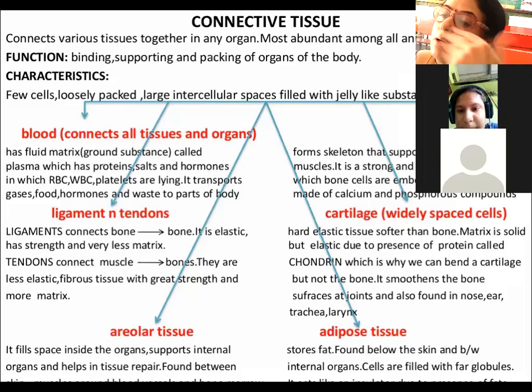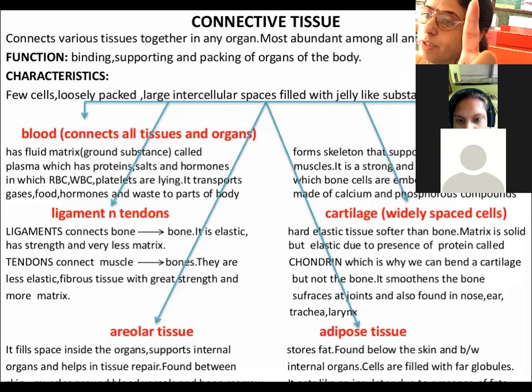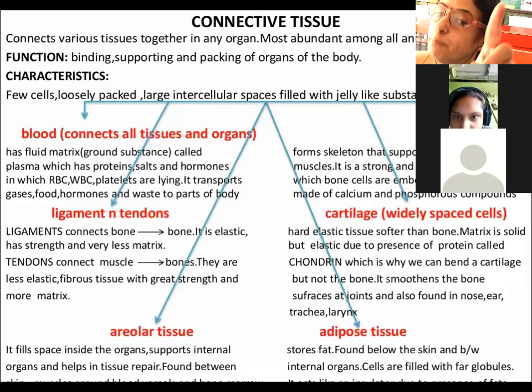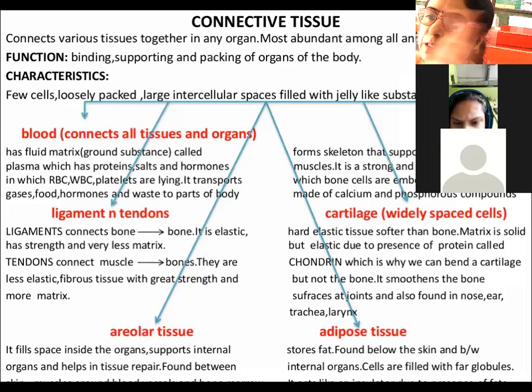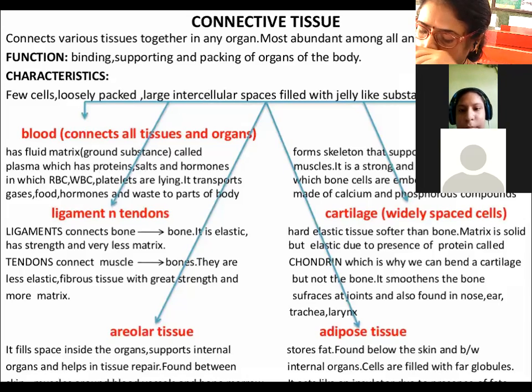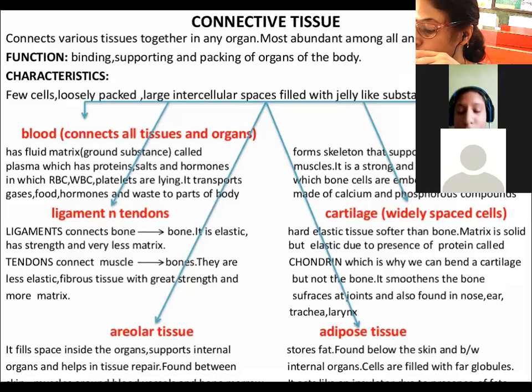Now what is the function of the lymph? It is the same as that of the blood, except for carrying oxygen. Because it does not have RBC, it will not be able to carry oxygen. The rest of the functions are the same as that of the blood. Is it clear? Like it helps in transporting the nutrients.